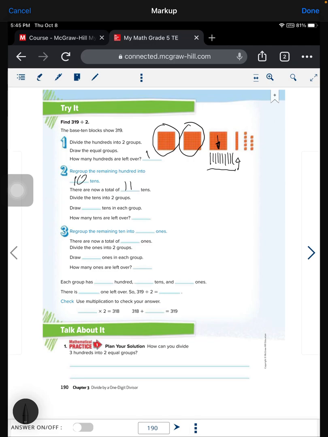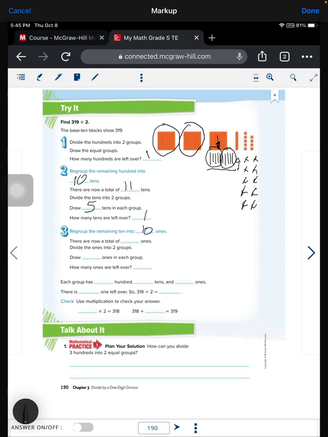Now we're going to divide these 11 10 bars into 2 groups. So we're going to draw 5 10s into each group, and there's going to be 1 10 bar left over. And that poor little 10 bar is all by itself. It's the leftover. We're going to regroup the remaining 10s into 1s. We're going to turn it into 10 1s. So this little 10 bar, we're going to turn into 10 1s. 1, 2, 3, 4, 5, 6, 7, 8, 9, 10.